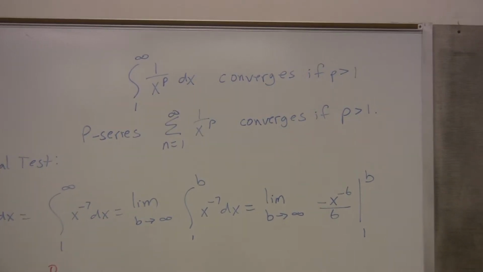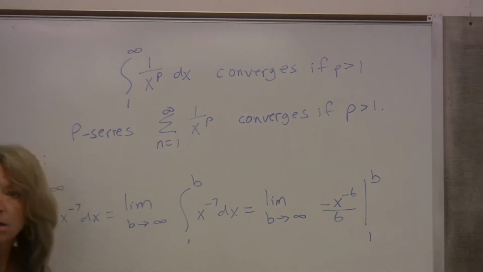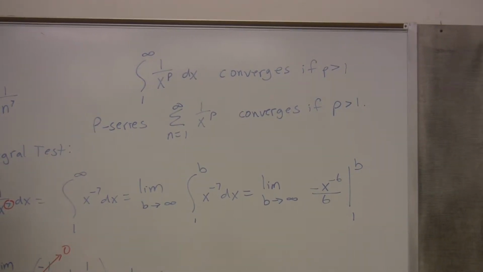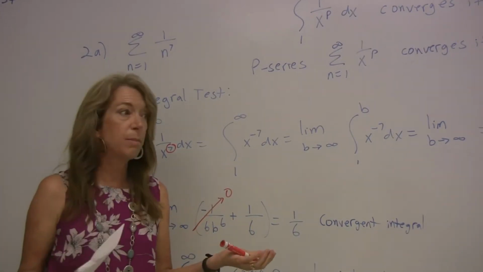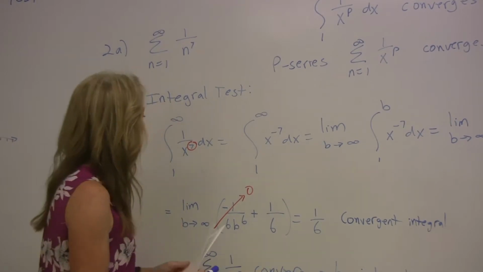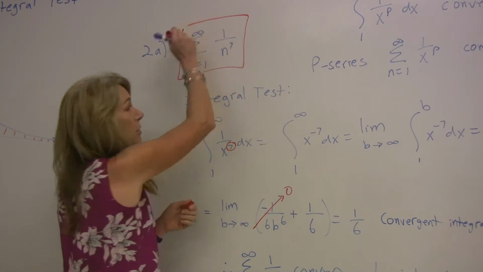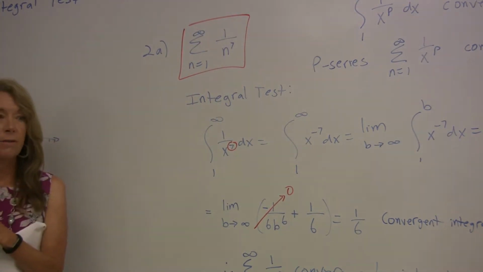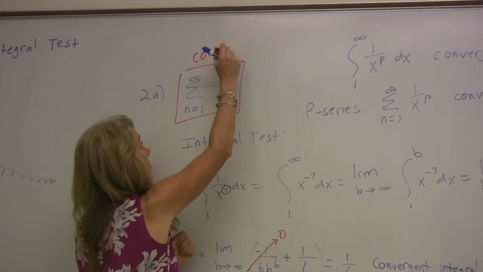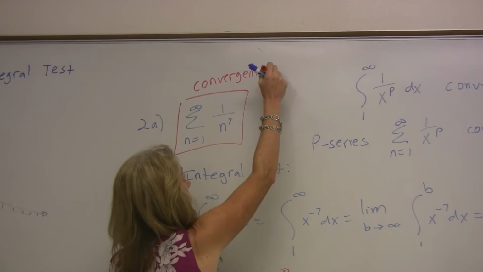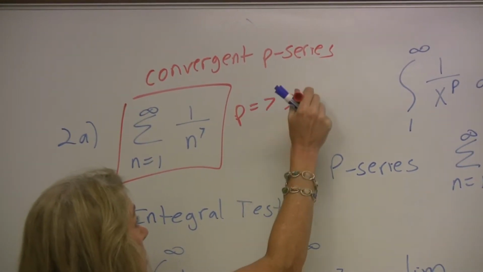So the nice thing about p series is if you can notice that you just have a power of 1 over x to any number, if you can just say, hey, I recognize that, that's a p series. It either converges or diverges because p is equal to whatever. So this particular problem right here, instead of doing the integral test, you could have said it's a convergent p series. P is equal to 7, which is greater than 1.